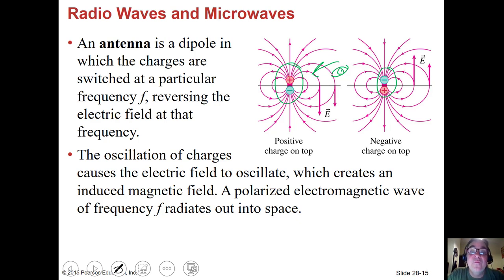Okay, so pretend you have this dipole in your room. You're across the room. Somebody flips it around. You don't instantly know it's flipped around. That information travels to you at the speed of light. Okay, and that's the wave part.